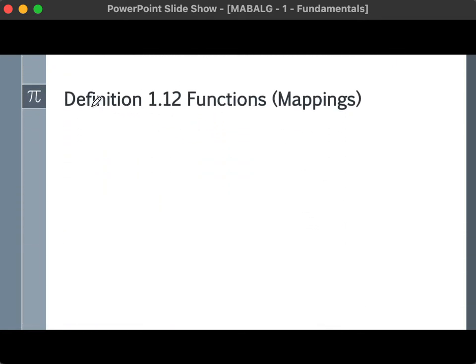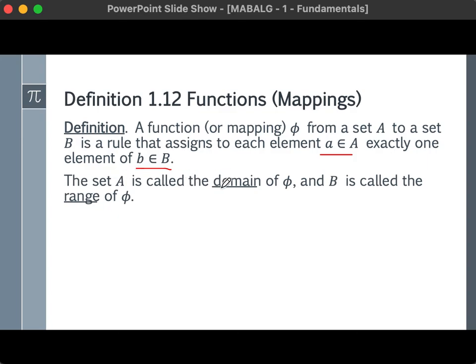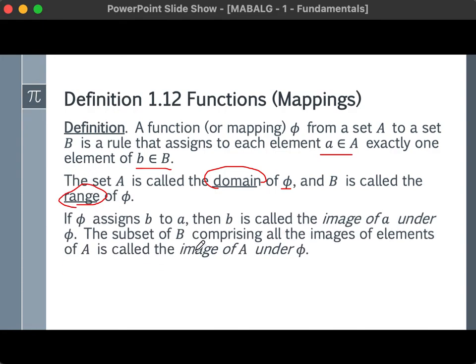After that, definition 1.12: functions or mappings. A function or a mapping phi from a set A to a set B is a rule that assigns to each element a in A exactly one element b in B. The set A is called the domain of phi, and B is called the range of phi. If phi assigns b to a, then b is called the image of a under phi. The subset of B comprising all images of elements of A is called the image of A under phi.